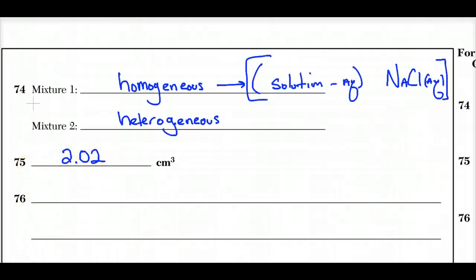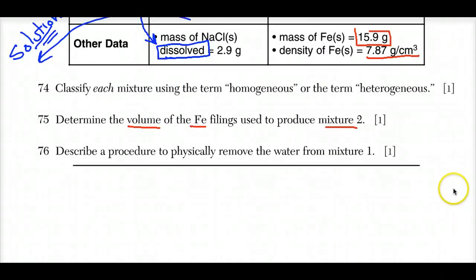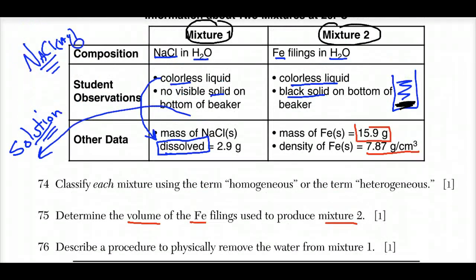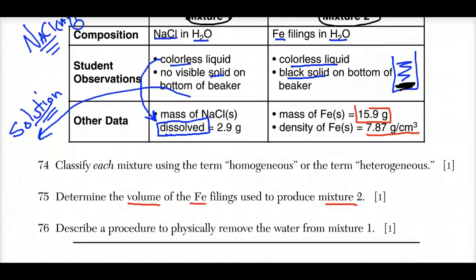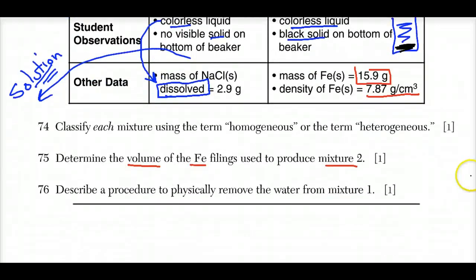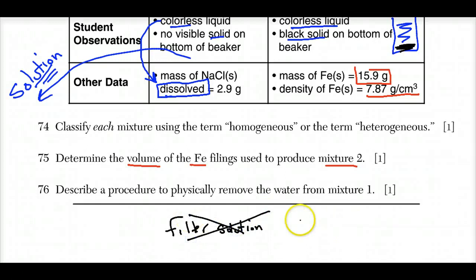Number 76, describe a procedure to physically remove the water from mixture 1. Well, mixture 1 is a solution. It's dissolved. What you cannot do is filter out particles that are dissolved. They're surrounded by water, so it's not going to work. So you cannot think filter. You cannot filter a solution and get solids out. You've got to get that out of your head. No way.